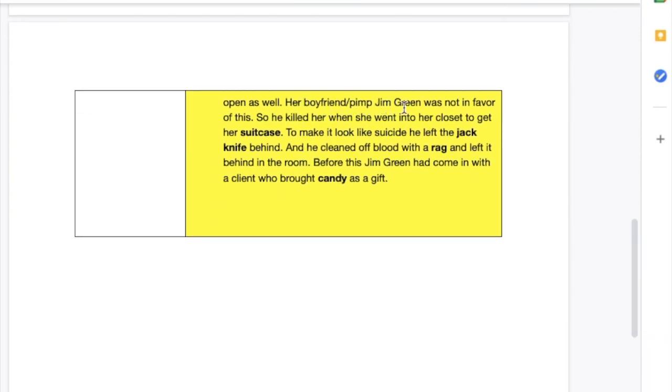Her boyfriend/pimp, Jim Green, was not in favor of this, so he killed her when she went into her closet to get her suitcase. Okay, there's the connection with the suitcase. To make it look like suicide, he left the jackknife behind. Okay, and I would want to be more specific there, behind, like really close to her hand. And then he cleaned off blood with a rag and left it behind in the room. So that's that other connection, right? If she committed suicide, why would she wipe some blood off onto a rag? I get that. So I'm adding my own reasoning in there.